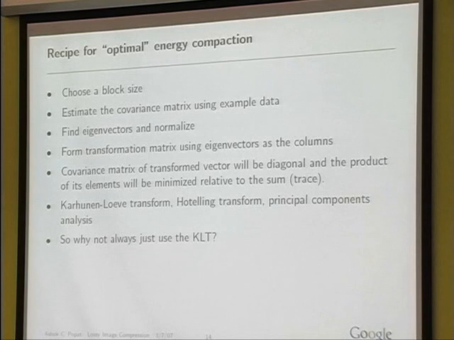And if you do that, that'll diagonalize the covariance matrix in the sense that after applying this transform, if you then compute the covariance matrix, that would have no off-diagonal elements. It would be zero off the diagonal, so it'll be uncorrelated.